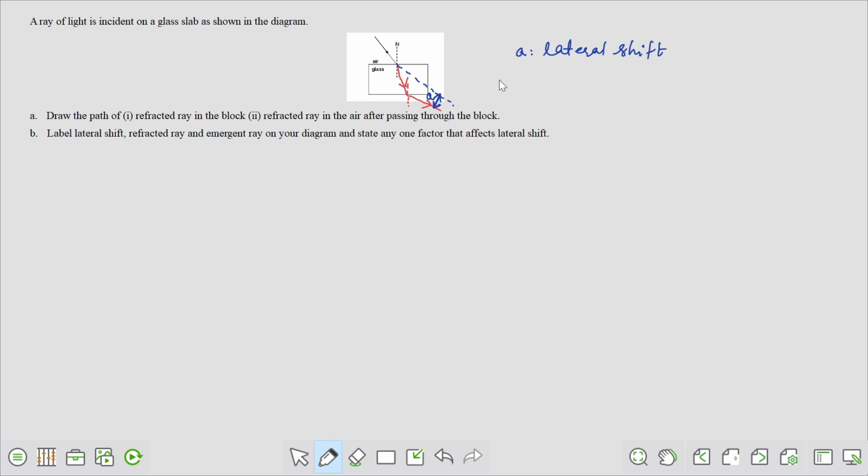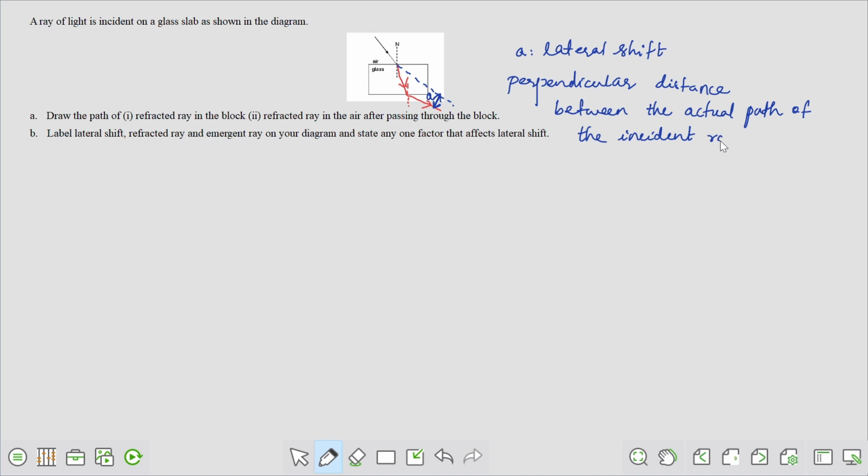So what do you mean by lateral shift? It is the perpendicular distance between the actual path of the incident ray and the emergent ray.